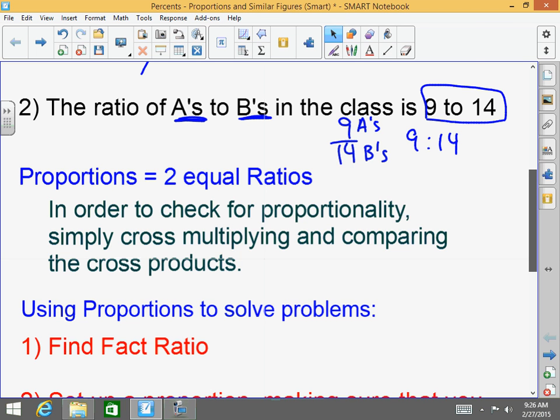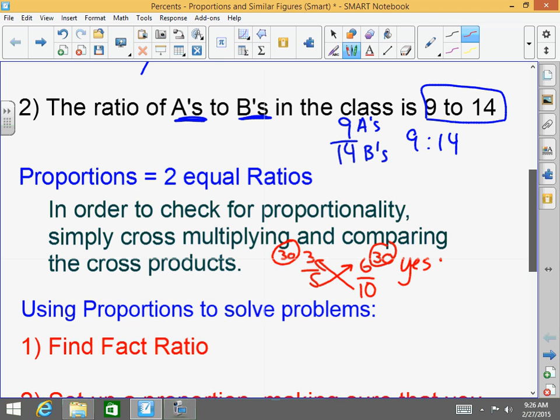So for example, if I were to ask you, are the ratios 3 to 5 and 6 to 10 proportional? Are they equal to each other? Well, let's see. Let's cross multiply. 3 times 10 is 30. 5 times 6 is 30. You now check the cross products. 30 does equal 30, so yes, 3 to 5 is proportional to 6 to 10.